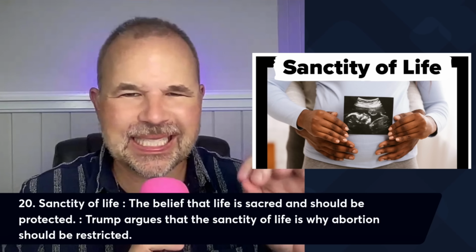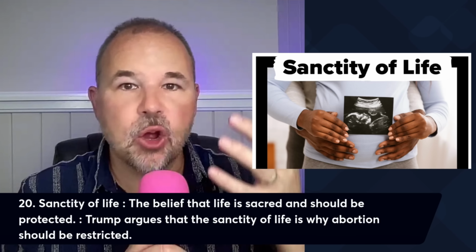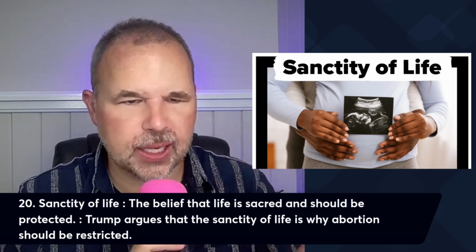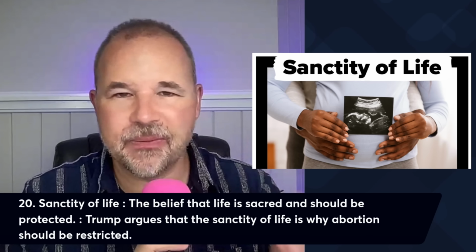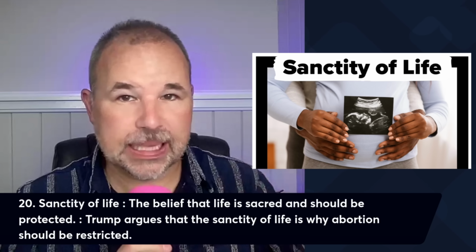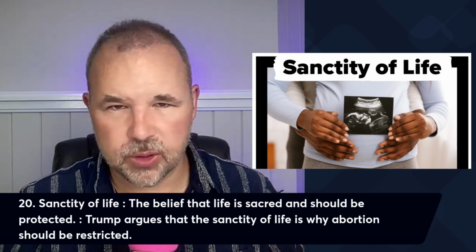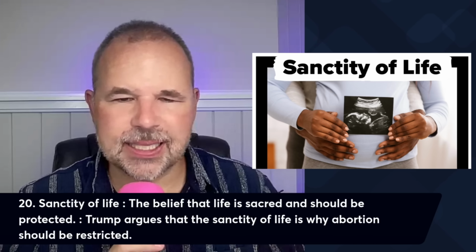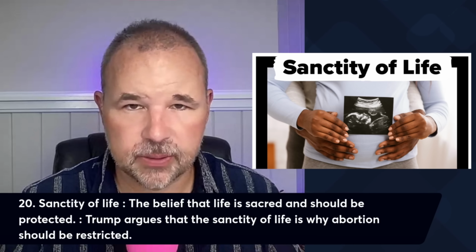They mentioned the sanctity of life. Think sacred, like really, really, really important. The sanctity of life is the belief that life is sacred and should be protected. If somebody believes in the sanctity of life, they probably don't believe in abortion. Trump argues that the sanctity of life is why abortion should be restricted.